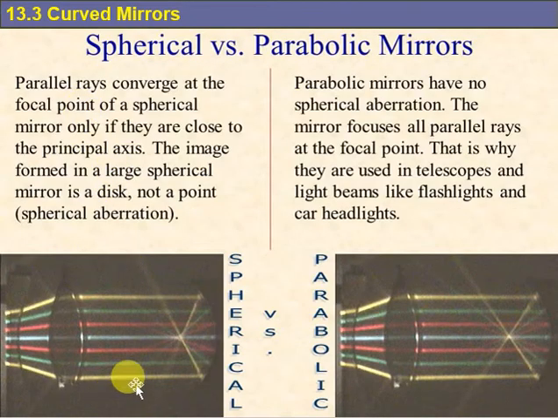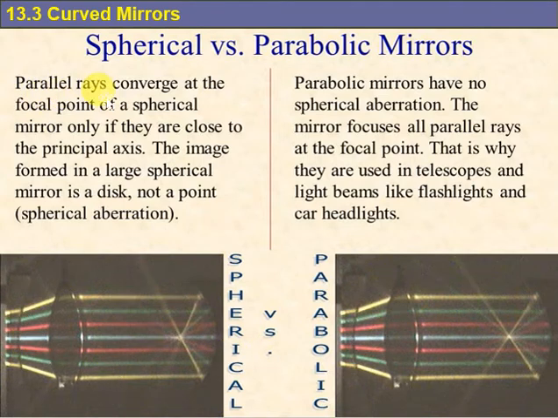Okay, so again, the difference between them is what you see here. If you compare the pictures, you can know that this is spherical and this is parabolic, because here the image is not exactly a point, and here the image is a point. Here they are using lenses, not mirrors, but the concept is the same.